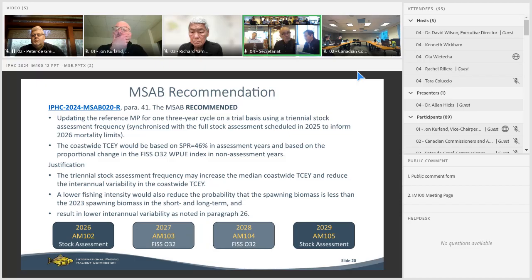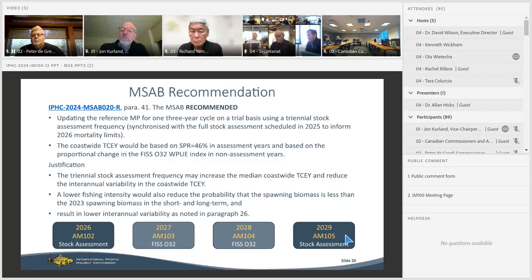So to give you an example of how that would occur, we put this graphic together at the bottom showing that the decisions made in 2026 at the 102nd annual meeting would be based on the 2025 stock assessment. So those decisions would be based on a full stock assessment. Then 2027, 2028 TCYs would be based on the FISS WPUE. And then in 2029 would be decisions based on the full stock assessment conducted in 2028.